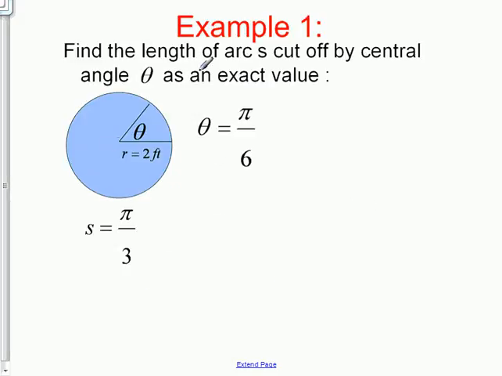Alright, so here we just want to find the arc length. We're given that theta is pi over 6. Oops, that's not supposed to be there. That's supposed to be hidden. I have to fix this.